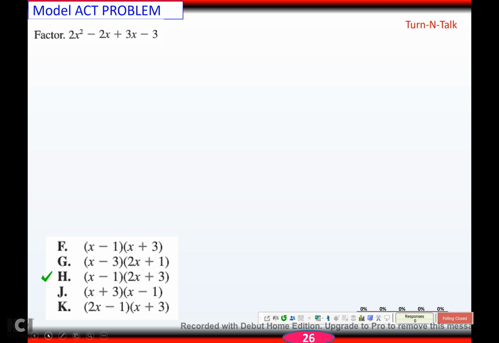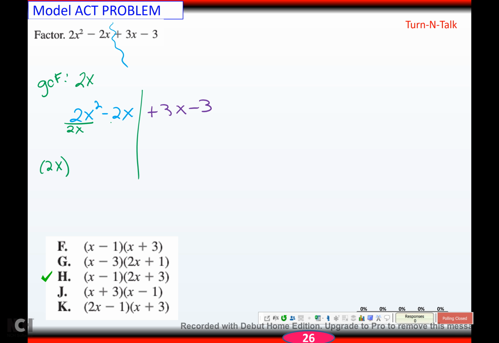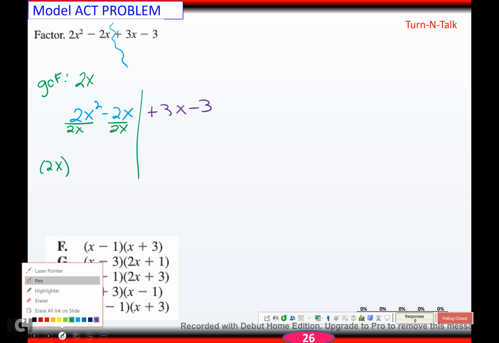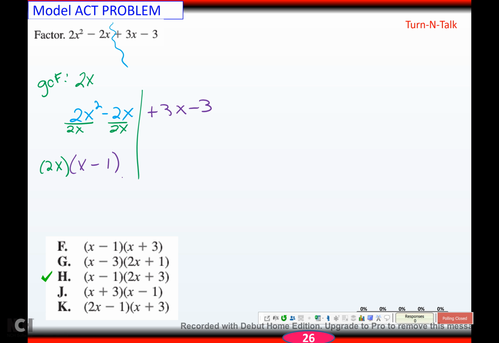H. Alright, I see 4 terms, and again, normally I would combine like terms first, but they're kind of backwards here. So I see 4 terms, so my instinct is to go 2 by 2. So I have 2x squared minus 2x, and then I have plus 3x minus 3. So I split it 2 by 2. Then I'm going to GCF over here. Biggest number is a 2 and 1 copy of x. So 2x. To get what's left, you divide by it. And that's going to give me x minus 1.